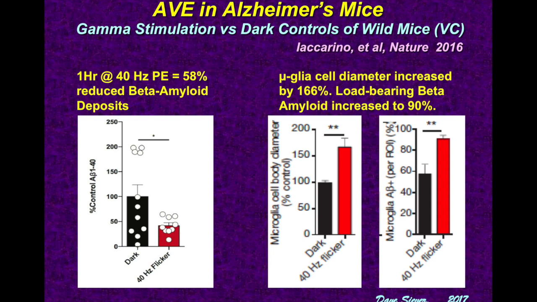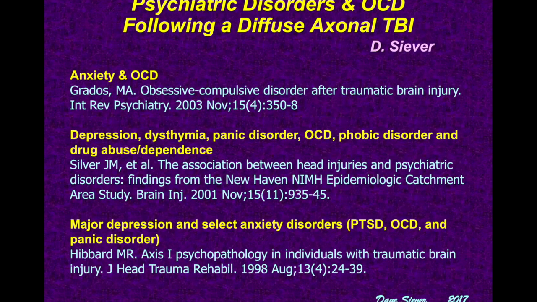Now, when they looked at microglia, and microglia are kind of scavengers in the brain. They clean up a lot of waste and mess. And they found that the microglia's cell diameters increased by 166% because they were eating the amyloid deposits. And of course, they found that they were full of amyloid deposits, and that had increased to 90% inside the microglia cell bodies themselves. This is very exciting.